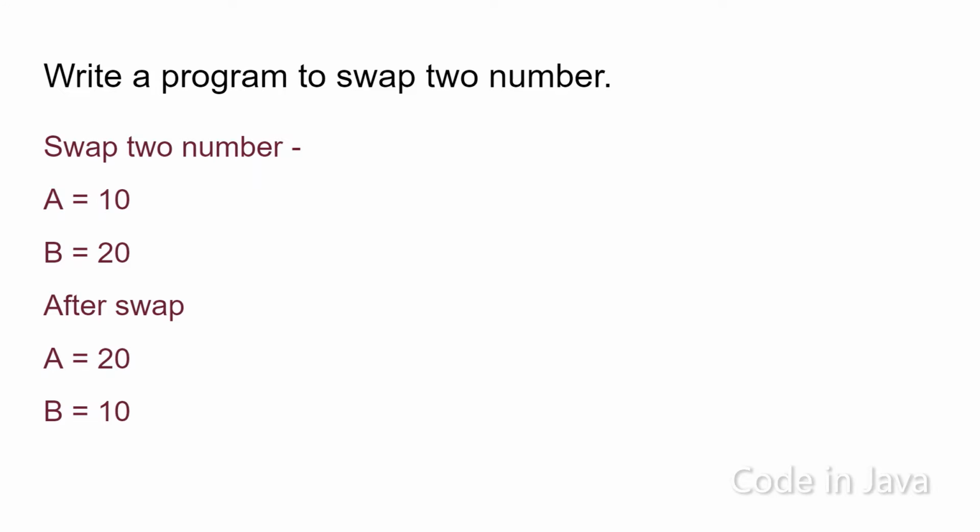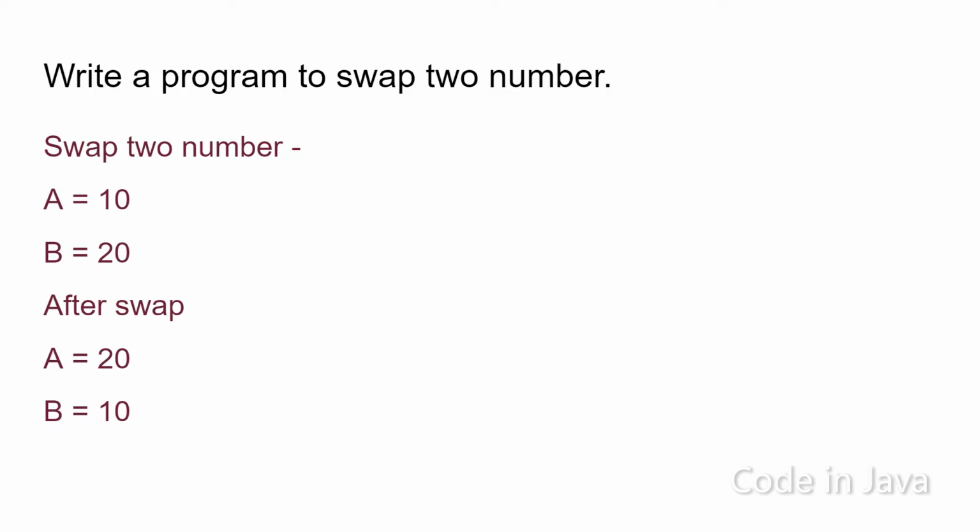Today we are going to write a program to swap two numbers. Swapping two numbers means, suppose you have a is equal to 10 and b is equal to 20, you have to swap the values between a and b. After the swap, the answer will be a is equal to 20 and b is equal to 10. So let's come to the coding and see how we will write the code to swap these two numbers.